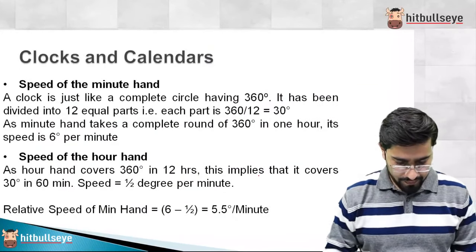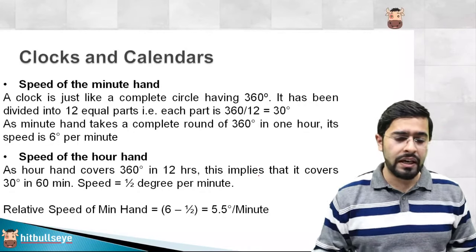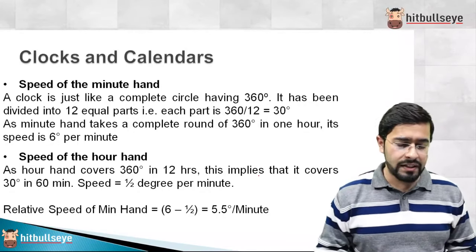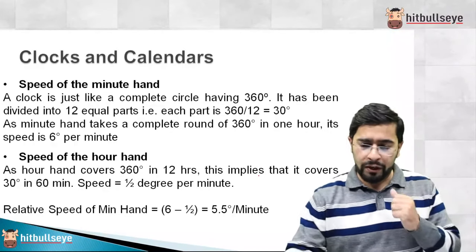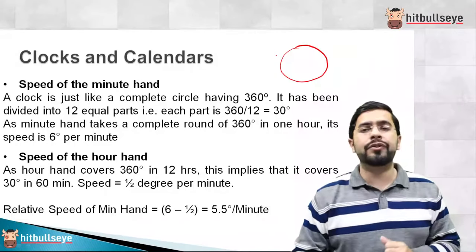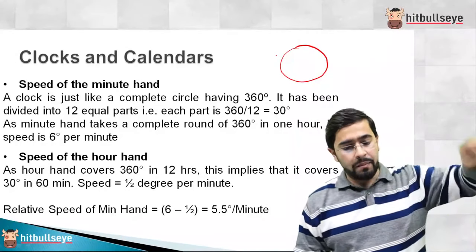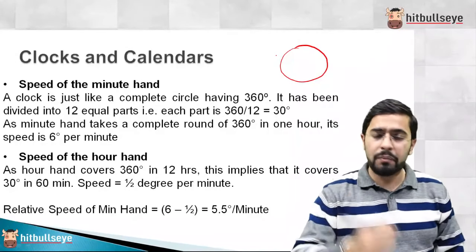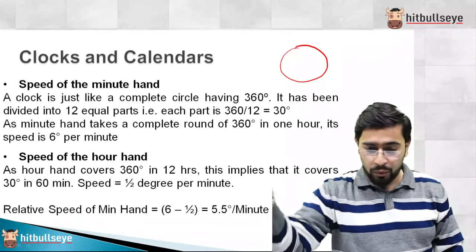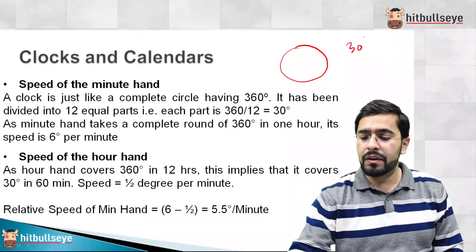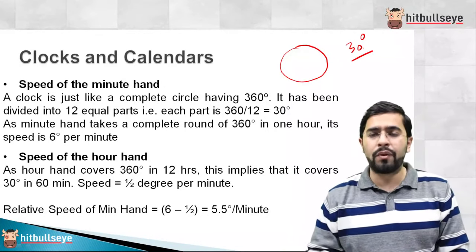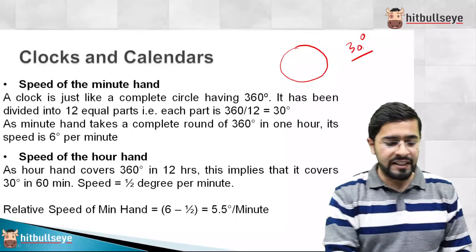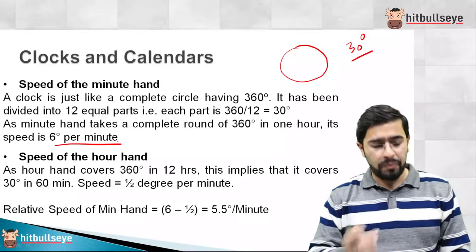So clocks and calendars. Many a time a student can expect a question regarding clocks as well as calendars. So what is the speed of the minute hand? Any clock covers an angle of 360 degrees when it makes a complete circle. Since it is divided into 12 equal parts, each part sweeps an angle of 30 degrees. As the minute hand takes a complete round of 360 in 1 hour, its speed is 6 degrees per minute.